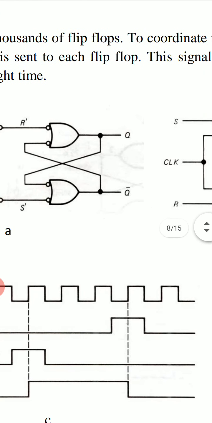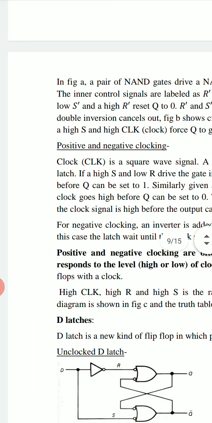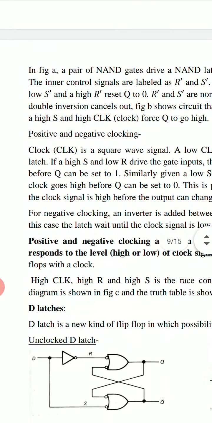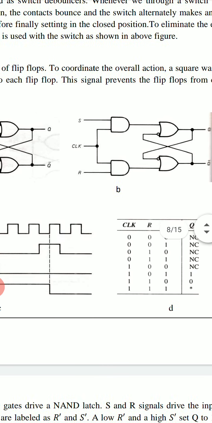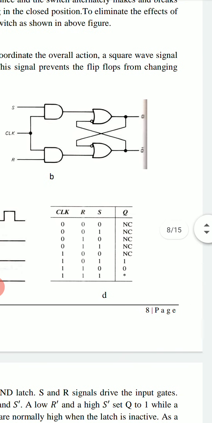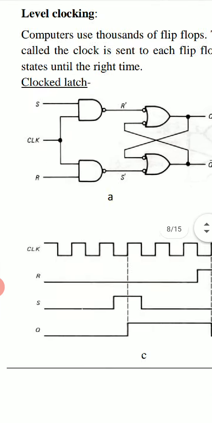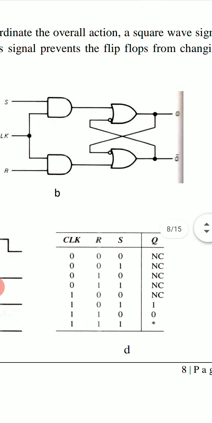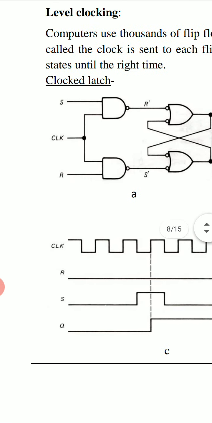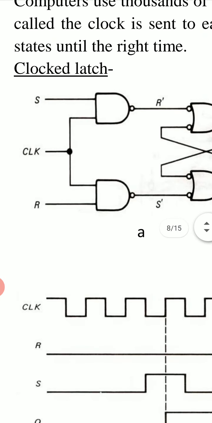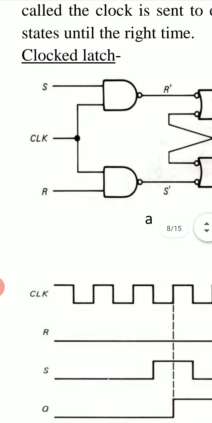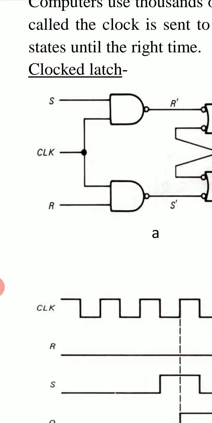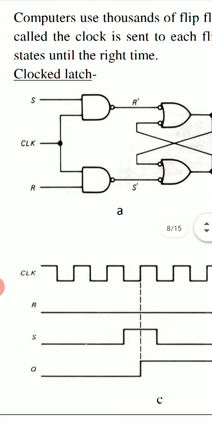This clock signal is sent to each flip-flop. This is to coordinate the overall action. A square wave signal called the clock is sent to each flip-flop. This signal prevents the flip-flops from changing states until the right time. If we use this clock signal, it will prevent the flip-flops from changing states until the right time. This is clocked latch.